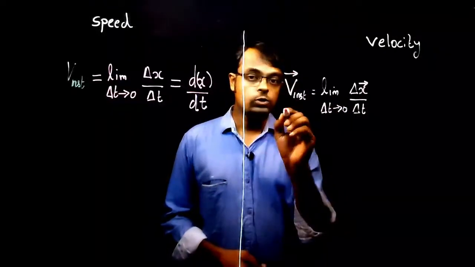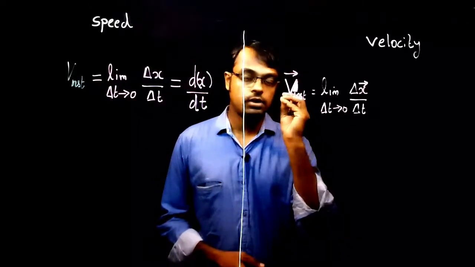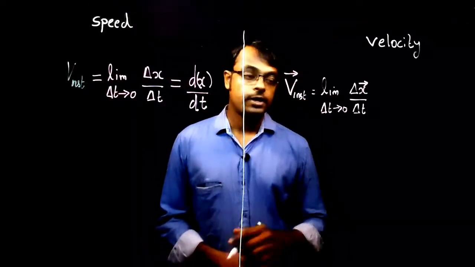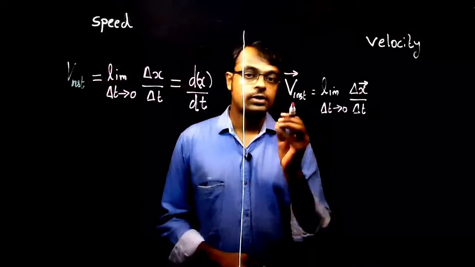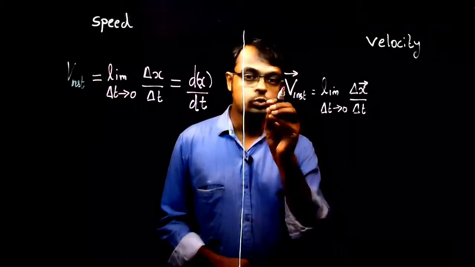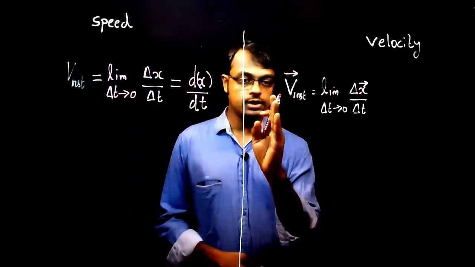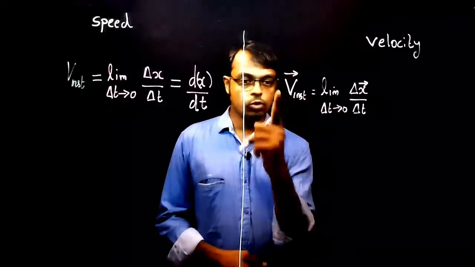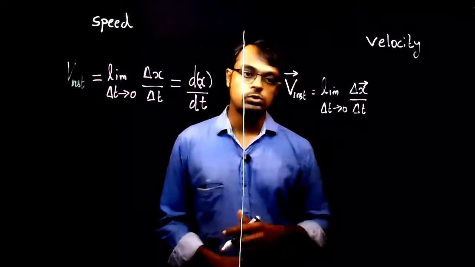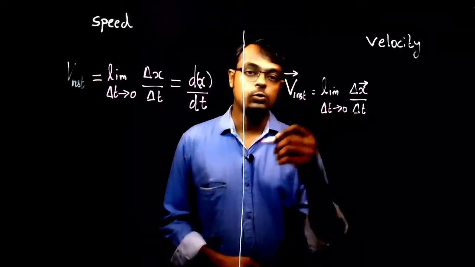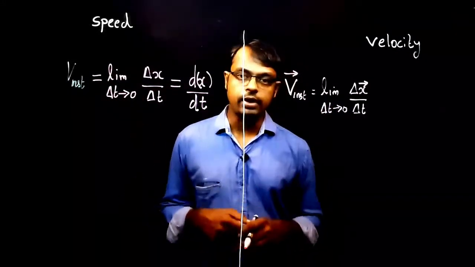Same definition: velocity of a particular object at a particular instant of time. That means the time interval is very, very small. So delta t tends to 0 means the time interval goes to 0. It doesn't mean that the time interval becomes 0. So when you are looking at that car movement at that moment, the time interval is too small, so definitely the displacement will also be very small. So this is called instantaneous velocity.